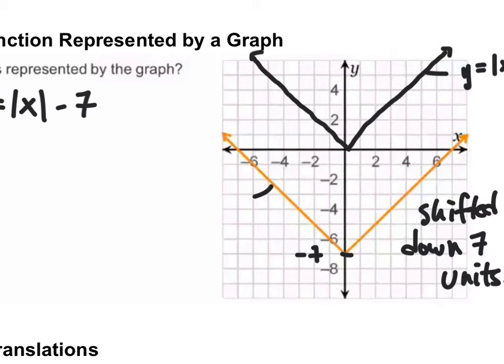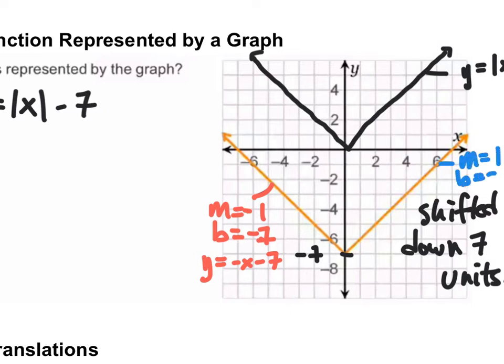Now if I wanted to define this as a piecewise function, from this graph I know my slope is equal to -1 and my y-intercept is equal to -7. So this part of the equation would be y equals -x minus 7. And this graph over here has a slope of +1 and a y-intercept of -7.